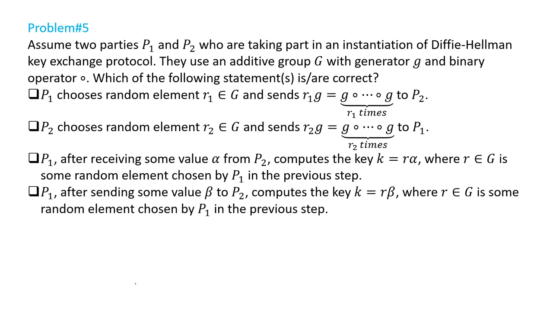P1 chooses random element R1 from G and sends R1G, equal to applying G R1 times, to P2. Okay, I think again this should not be G, this should be the size of the ZQ, as you said.